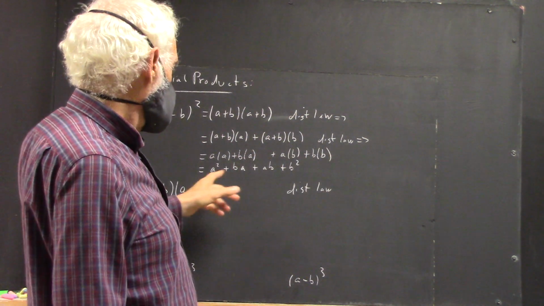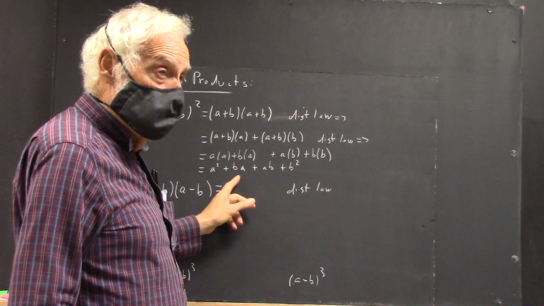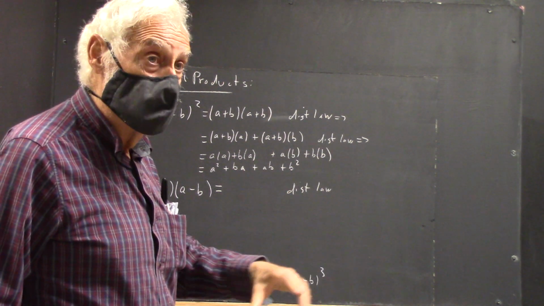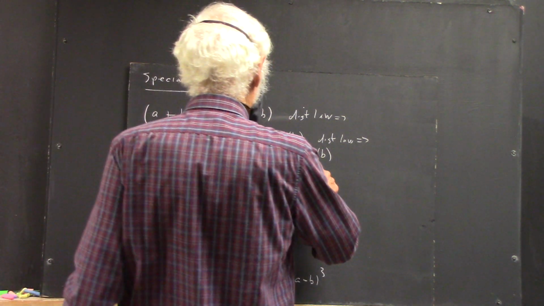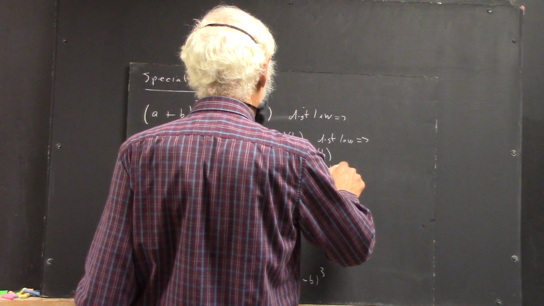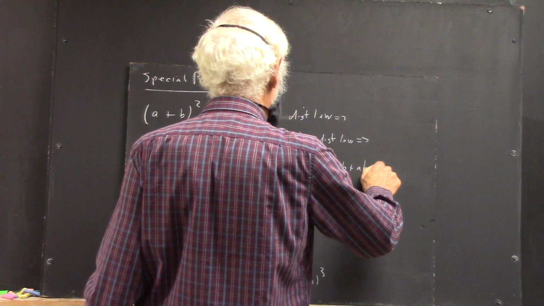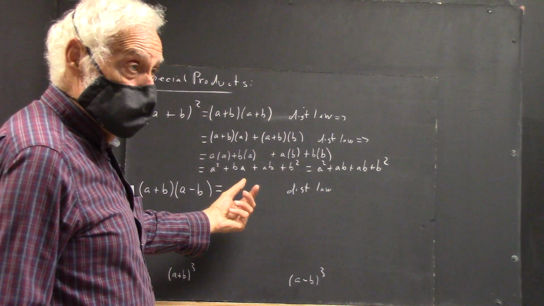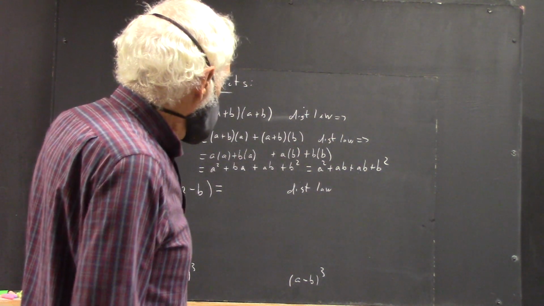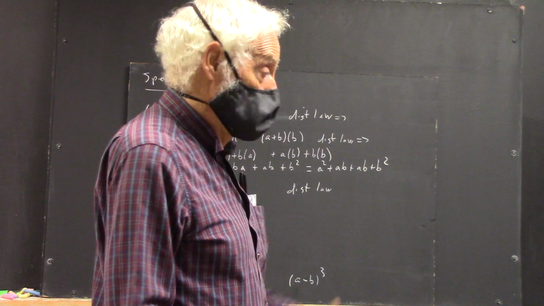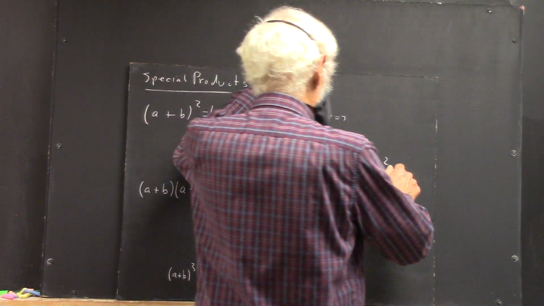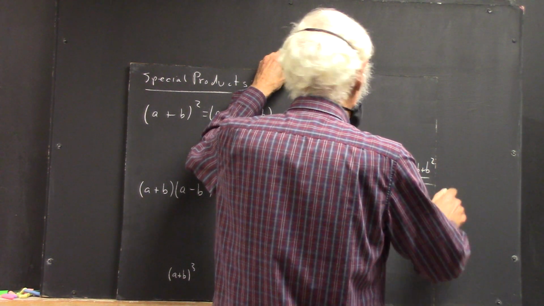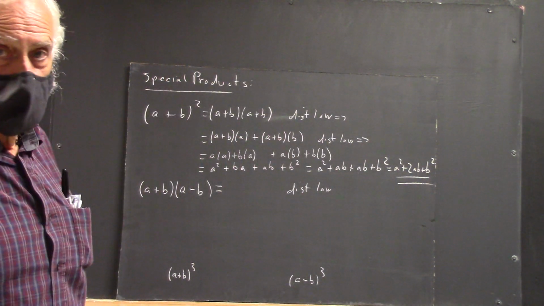Well, by the commutative law, it doesn't matter in what order you multiply A and B. BA is the same as AB, isn't it? Like 2 times 3 is the same as 3 times 2. So I can write the BA as AB just as well, because the order of multiplication doesn't matter. Now I see I've got AB and AB here, and that gives me 2 AB. And there it is. That's a special product.